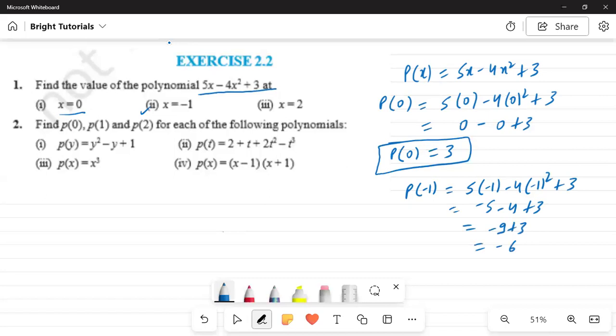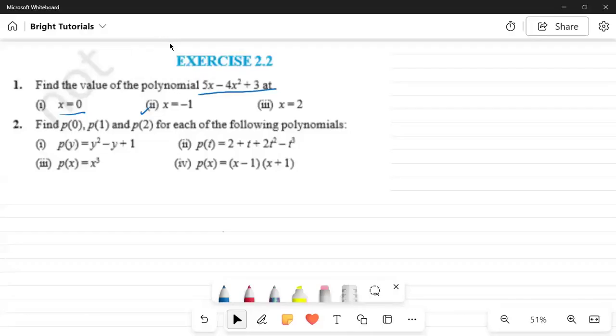So the answer of the second part is: at x equal to minus 1, the value of this polynomial is minus 6. I think the third part you can do on your own: what is the value of this polynomial at x equal to 2? Question number 2 is also the same.